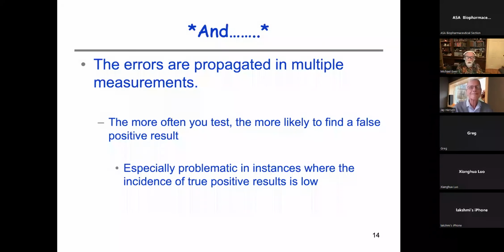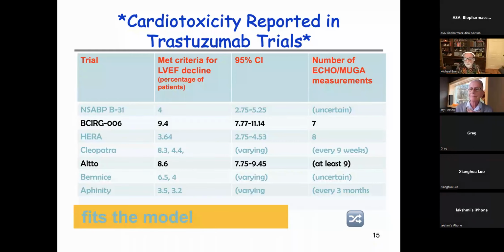Errors are propagated in multiple measurements. So if you have a test that has a small percentage of false positives, and you do it a lot of times, you will add the likelihood of false positives. The more often you do the test, the more likely you are to find a false positive test if the mechanisms, the parameters that you're using are imperfect. And this is especially important in cases of ejection fraction.